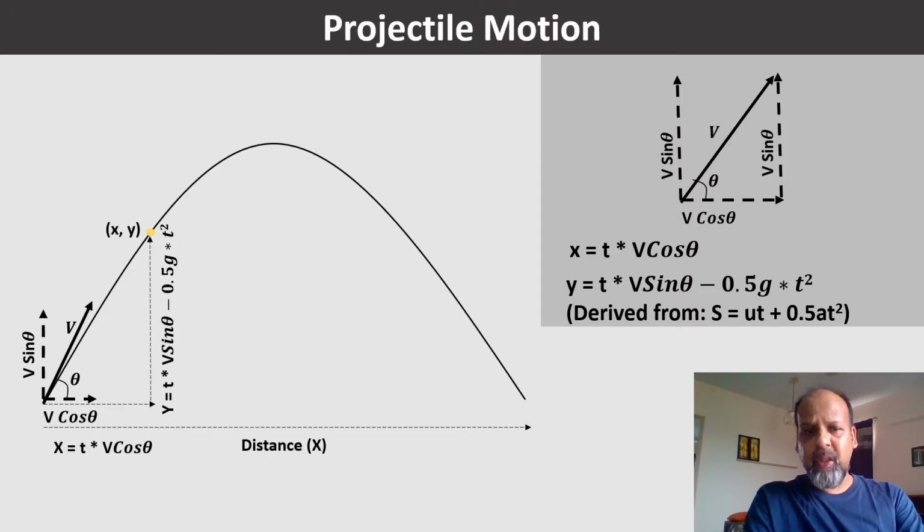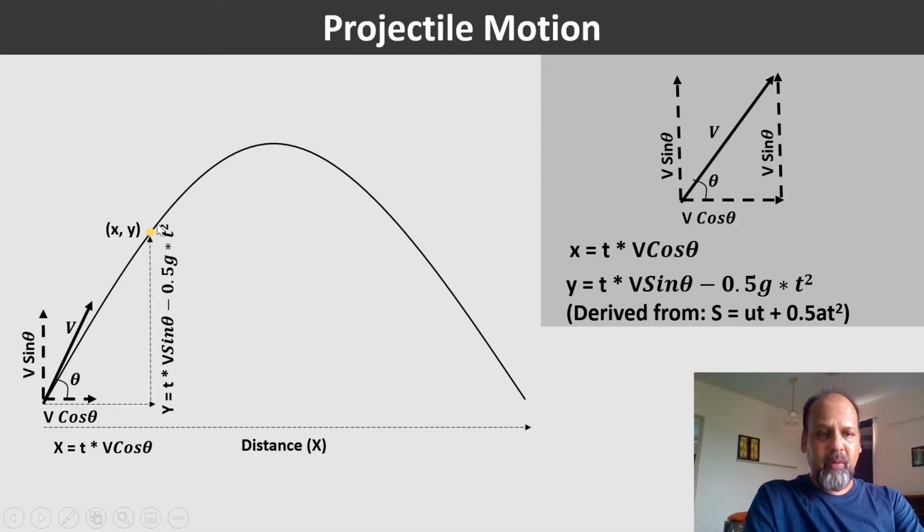But vertically, it's a different story. Vertically, the object undergoes gravity, and there is a gravitational pull acting against it, right? So there is an acceleration of minus g acting against it. If you take any point x, y on this path, the path of the projectile, which is typically parabolic, where x is the horizontal distance and y is the vertical distance, and it takes time t to get there, then x would be t times v cos theta, because v cos theta is a uniform velocity, right? So it's initial velocity times time.